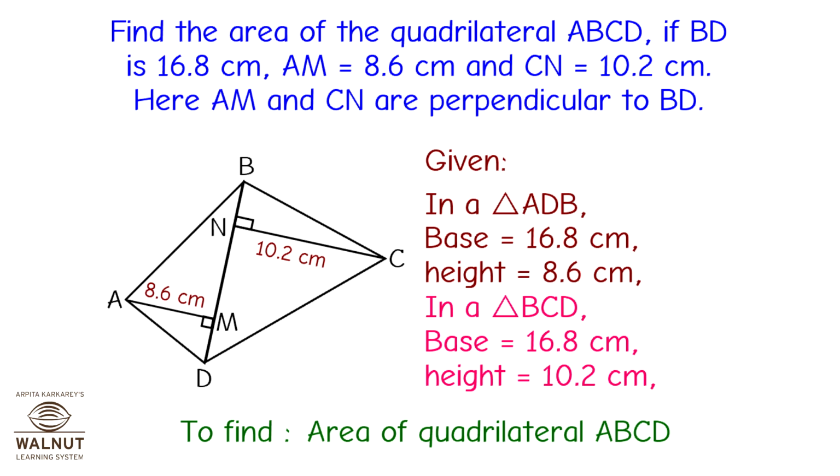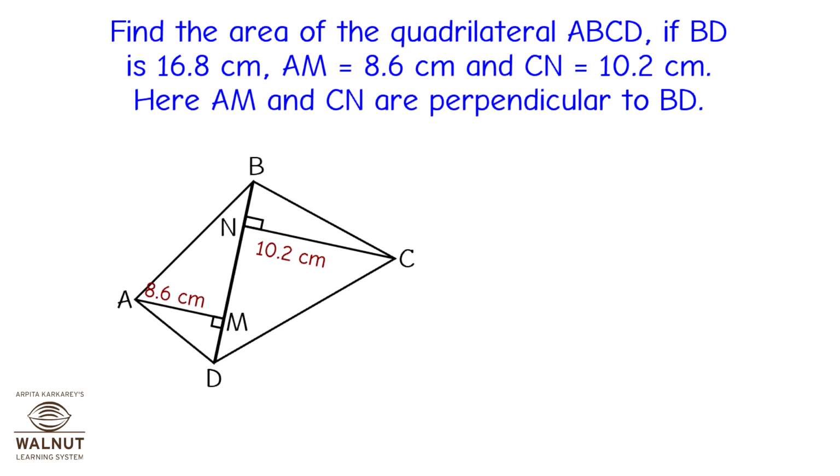As you can see, this is actually two triangles. One is triangle ADB and the other is triangle BCD. For each of these triangles, we have the base and the altitude. So we can find the area of each triangle and then we can add up the areas to get the area of the full figure. So let's solve it.